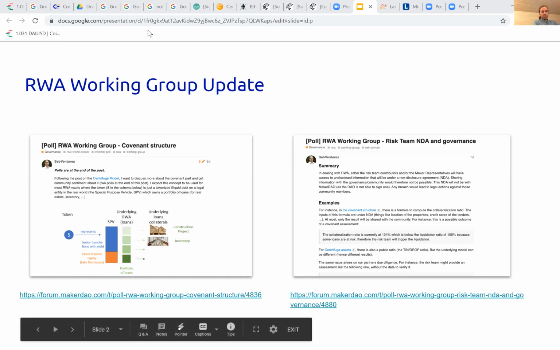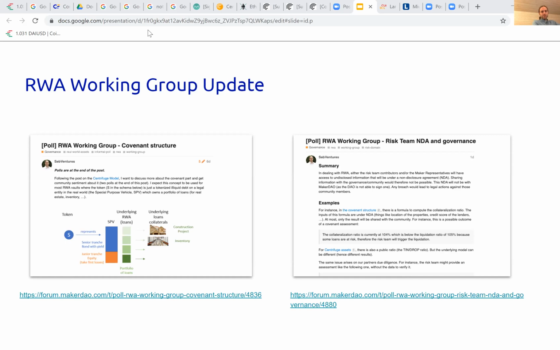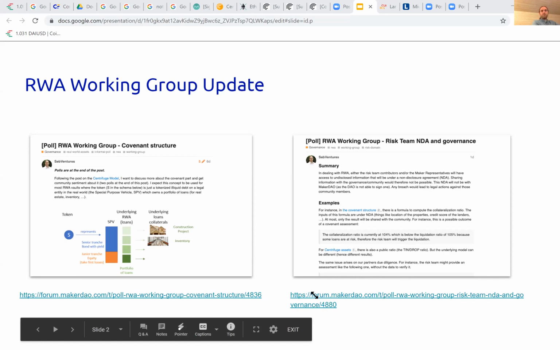So last week, the real world asset team worked on two components. The first one is the covenant structure. It tries to design how we can assess our relationship with the asset originator, when to liquidate, and what kind of due diligence we need to do before accepting an asset originator. Inside this post, there are two polls. You can still vote on them because not a lot of people have cast a vote. The first one is to see if people agree on this structure, because it's quite different from the one we have for crypto assets.